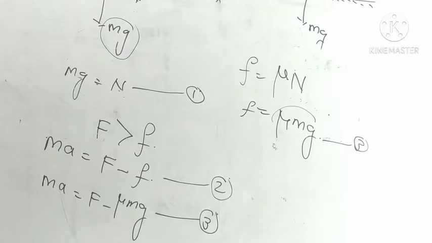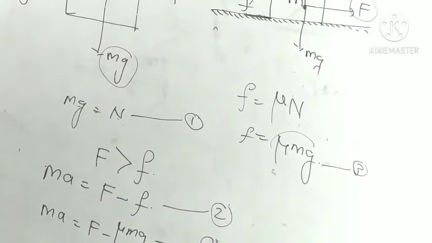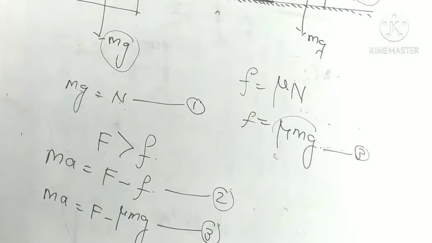When this body moves with constant velocity, then what happens?